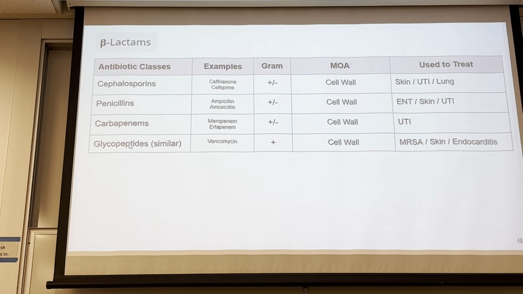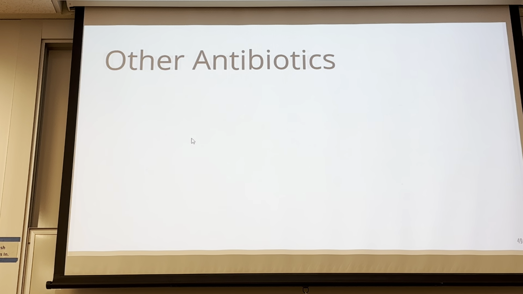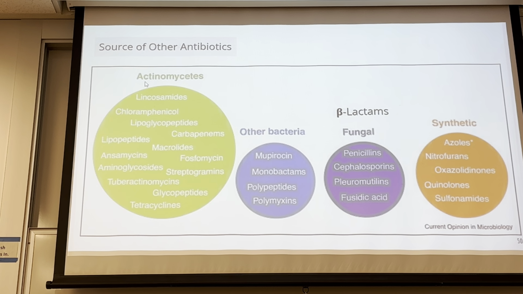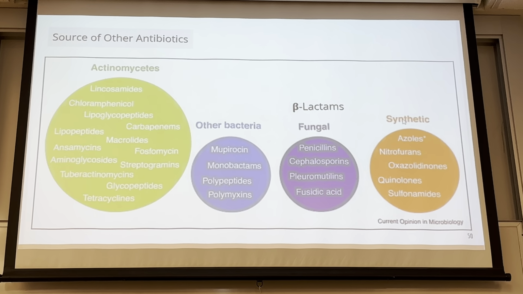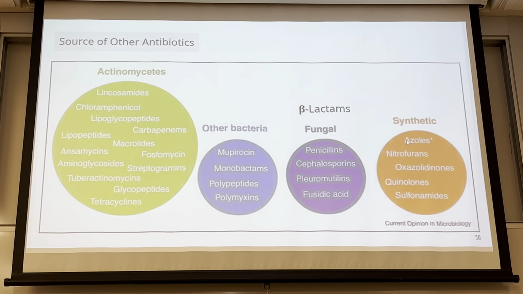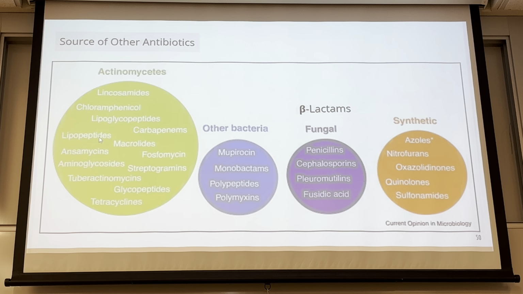Still with me? Okay. Other antibiotics have come from different places. Our fungal antibiotics, we've made some in the lab ourselves, not very many. You don't have to memorize this, but just so you know, some come from other types of bacteria, some from fungi, and some we make in the lab ourselves. These are different types of antibiotics that we can use now.